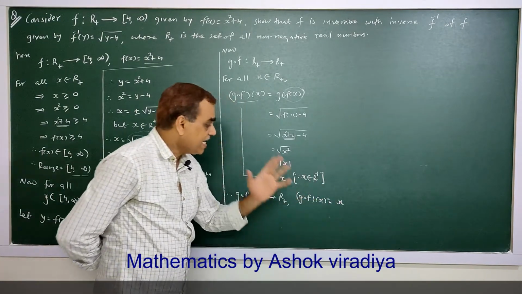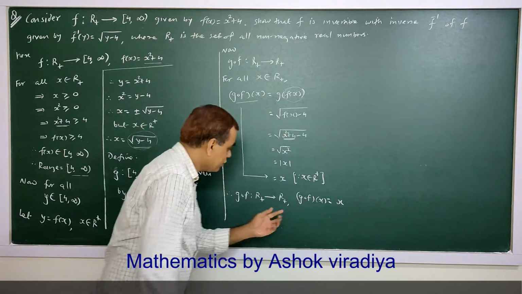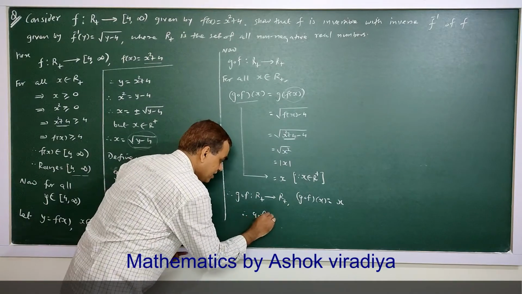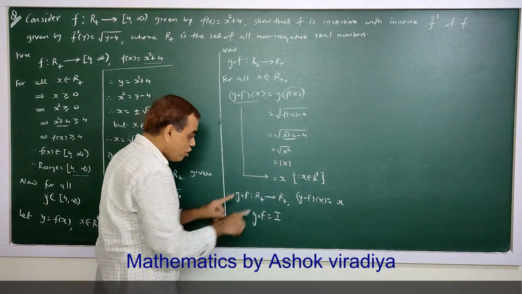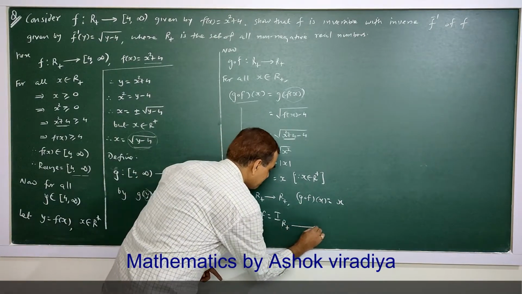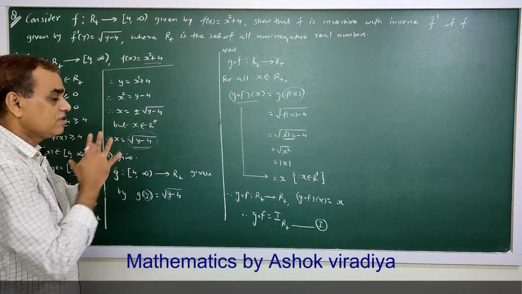That means if any function keeps elements unchanged and its domain and codomain are the same, then that function is said to be the identity function on this set. So this is the identity function on R plus. So this first condition is verified.